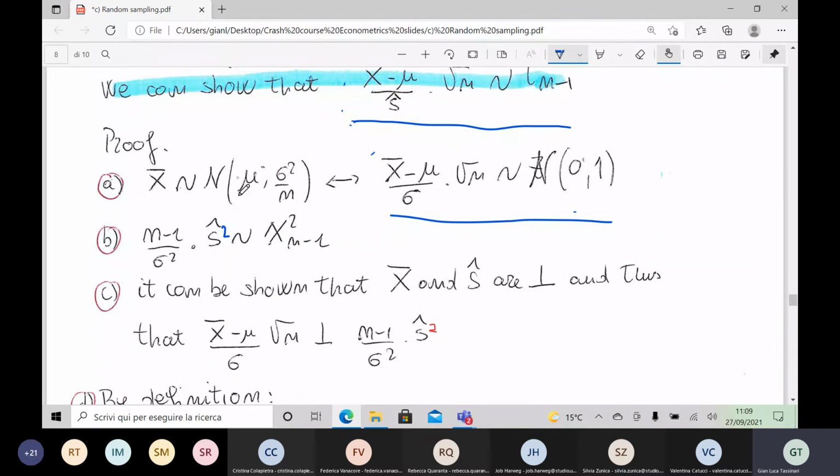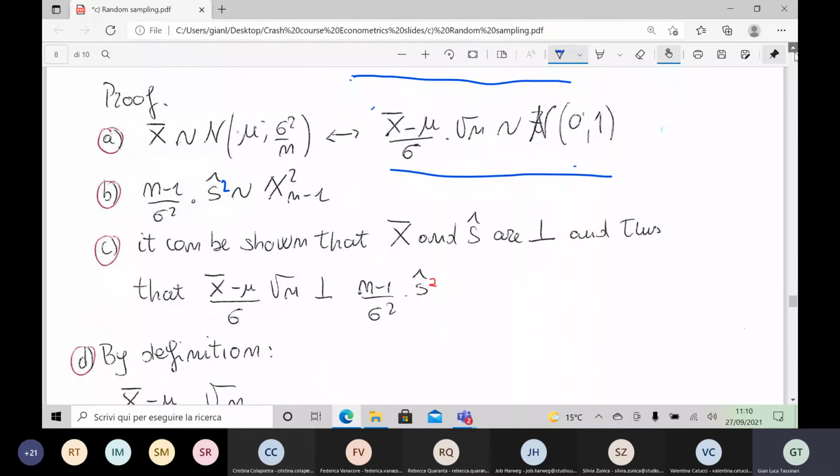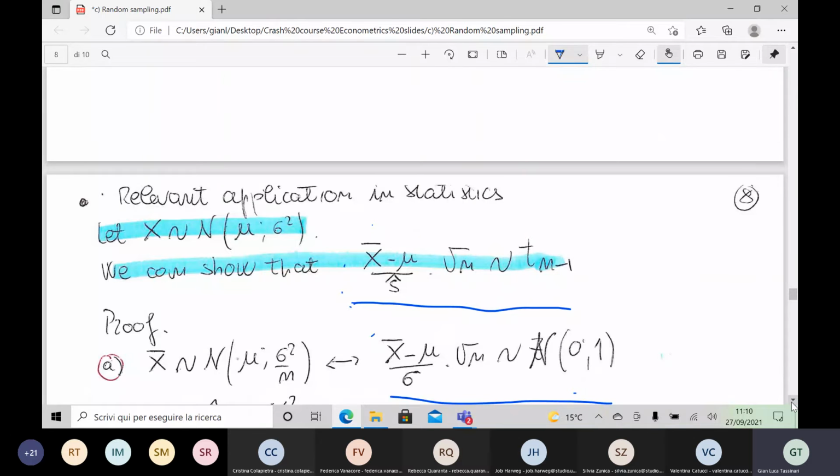Because to get the proof, you see, we applied the result at point A and B, and the result at point A and B holds because we made this assumption. So this is the third important result in statistics, and this is a fundamental result.